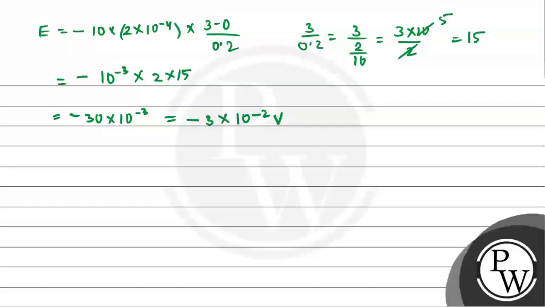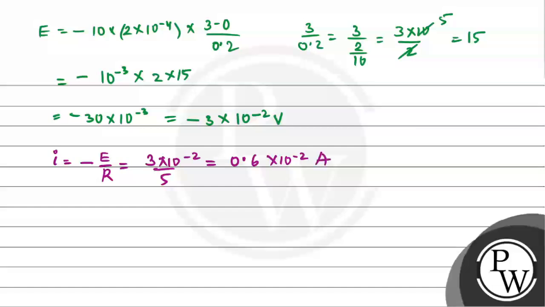Now in the next line, we can write that I equals minus E by R. Minus into minus becomes plus. So we get 3 into 10 to the power minus 2 over R, whose value is 5 ohm. That gives us 0.6 into 10 to the power minus 2.